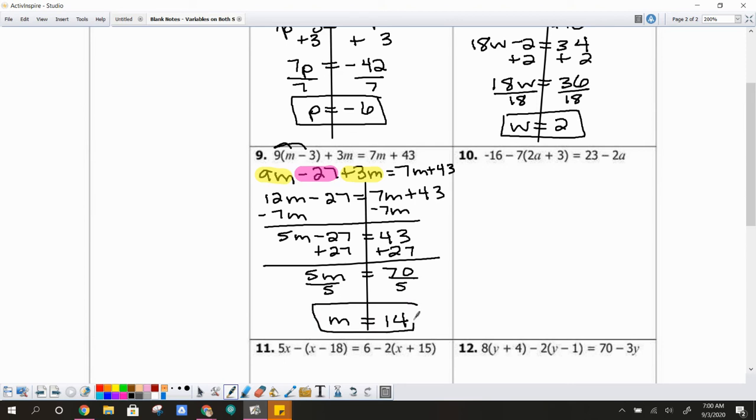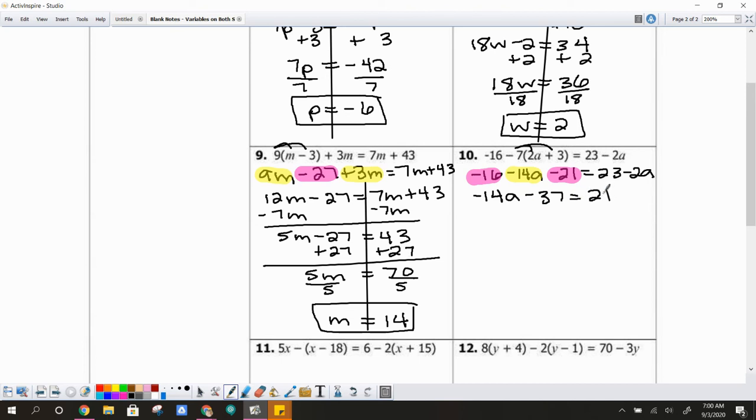All right, for number 10, again, you have to distribute first, so we're passing out a negative 7 to both parts. So I have a negative 16, and then minus a 14a, and then minus a 21 equals 23 minus 2a. So now I have some like terms to combine, so I've got 3 terms on that one side, so I know I've got to do something. I've got a 14a, I've got a negative 16, and a negative 21. So I'm going to have to do negative 16 minus 21. So that's going to get me negative 37, and that equals 23 minus 2a.